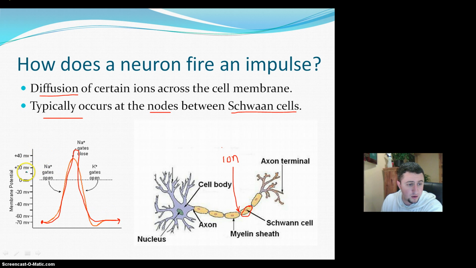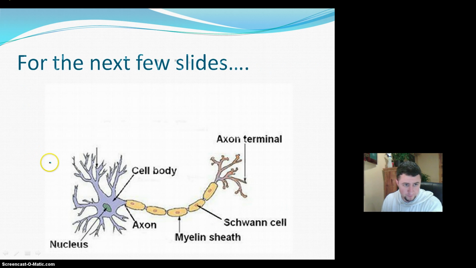So all the way up here is 0. You can see that a neuron can actually produce, well, on this graph it says 30, but some neurons can produce up to about 50 millivolts.